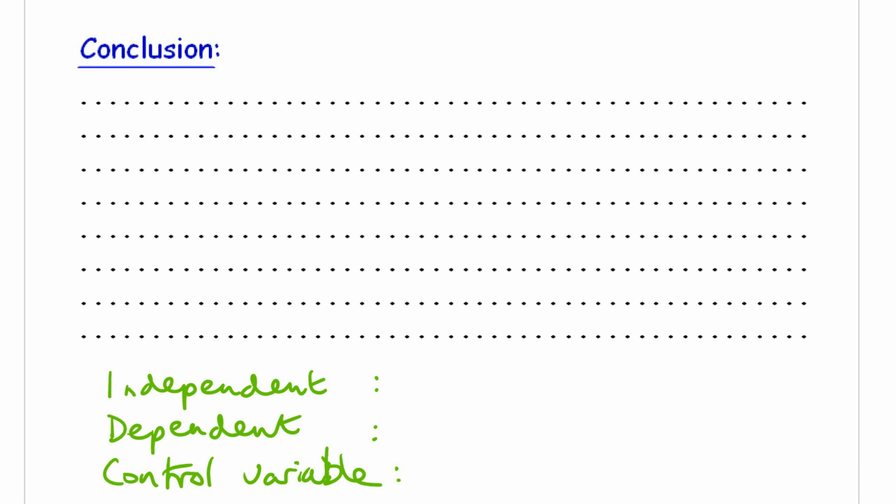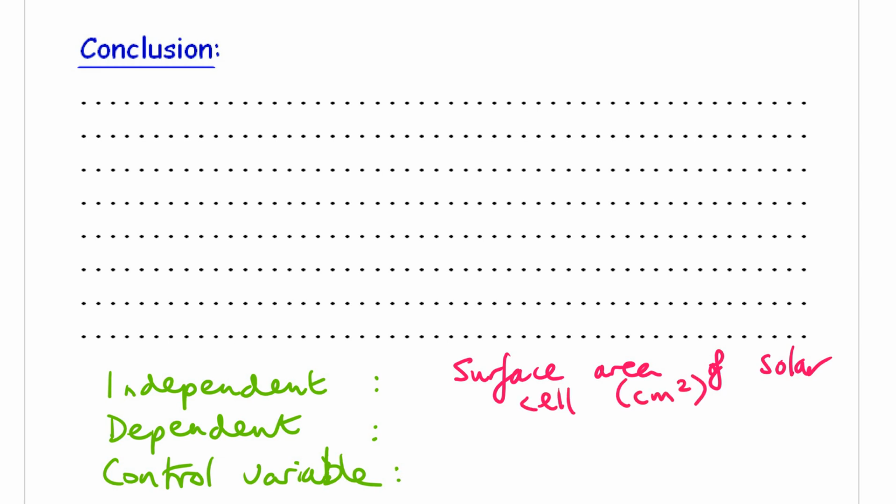Okay, the independent variable, the thing that we will change, is the surface area of the solar cell, and that is going to be in centimeters squared. What's the dependent variable? What's going to change as a result? It's going to be the current reading. It's the amount of electricity. And if you remember, it was in milliamps.